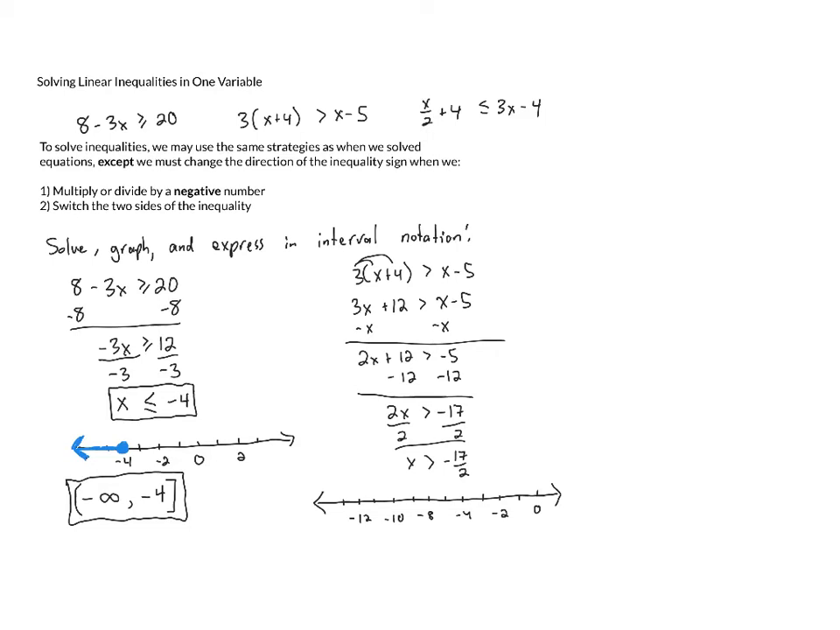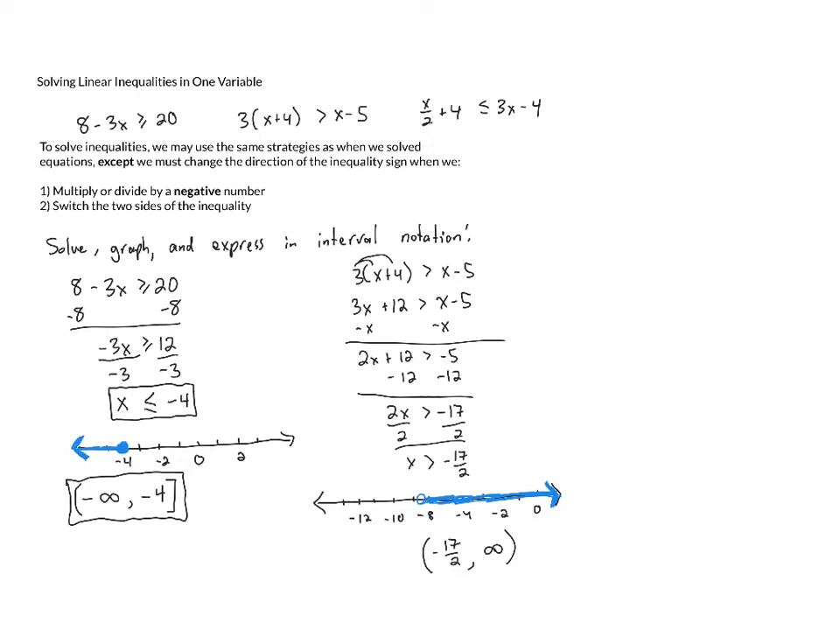So we're going to put an open circle, because it's not allowed to be equal to that number, halfway between negative 8 and negative 9. And then for shading, because x is greater than that quantity, we're going to shade to the right. So it's going to look like this. Very good. And now in interval notation, we have parenthesis for the open circle, negative 17 halves, comma, infinity, closed parenthesis.